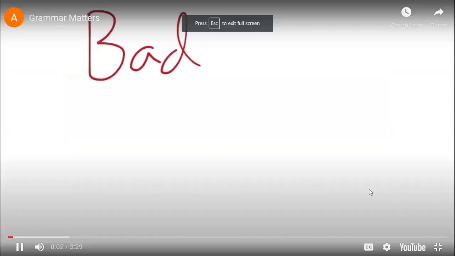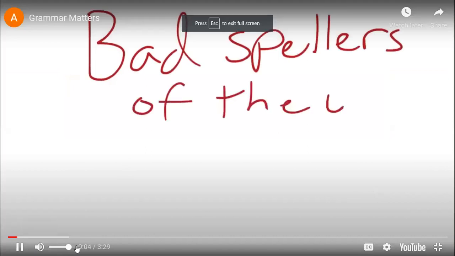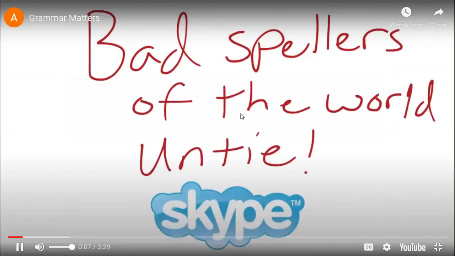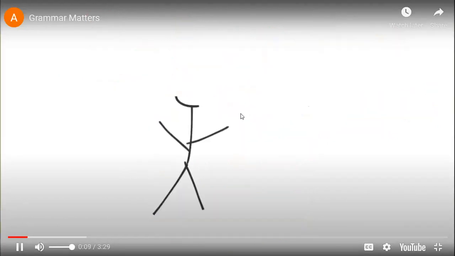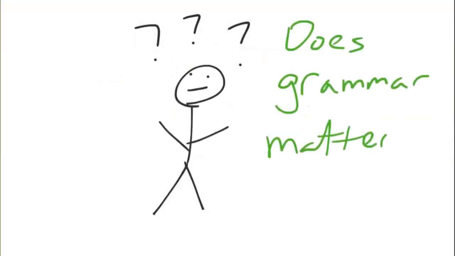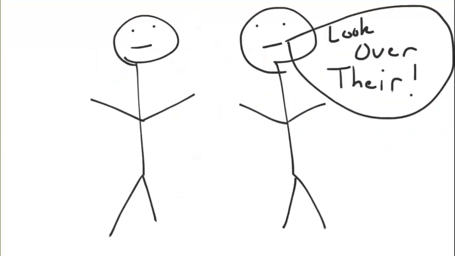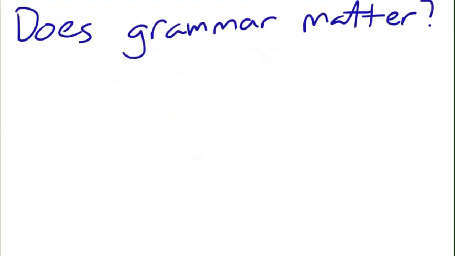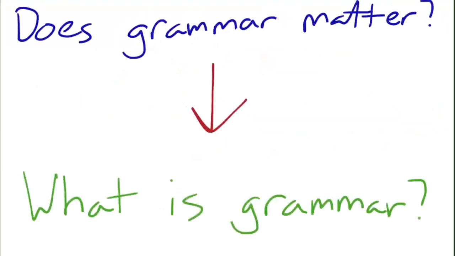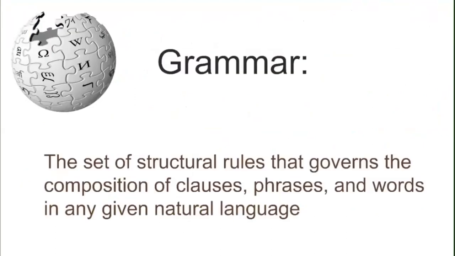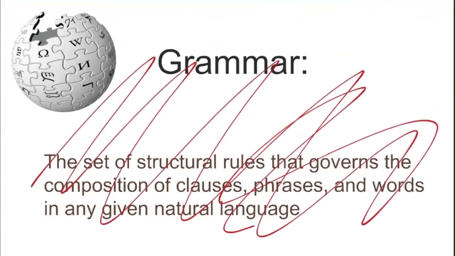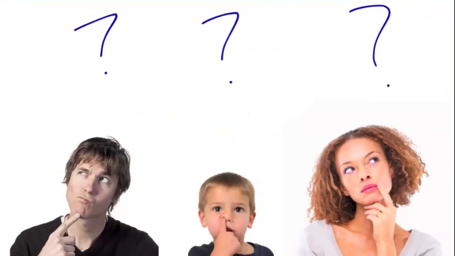Recent advancements in modern technology, from spell check to Skype, communicating with people is easier now than it has ever been before. But because of these new technologies, many people are starting to wonder, does grammar even matter anymore? I mean, does it even matter if you know the difference between who and whom? Or between there, and there? To answer if grammar matters, we first have to answer another question. What is grammar? According to Wikipedia, grammar is a set of structural rules that govern the composition of clauses, phrases, and words in any given natural language. Whoa, whoa. Okay, so what does that even mean?